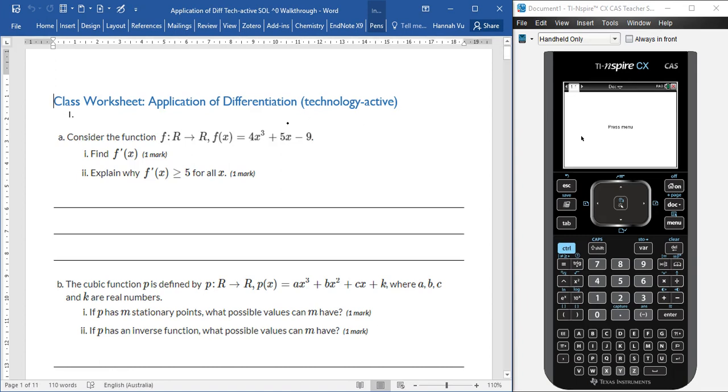Okay, so part A, consider the function f: R to R. So the domain is R and the codomain is R, and f(x) equals 4x cubed plus 5x minus 9. You need to first of all find the derivative of f(x), so that's really straightforward. And then you need to explain why the derivative is greater or equal to 5. So I'm going to start with just find the derivative.